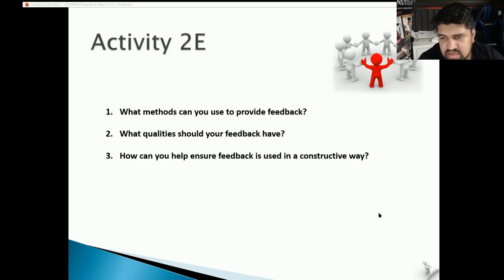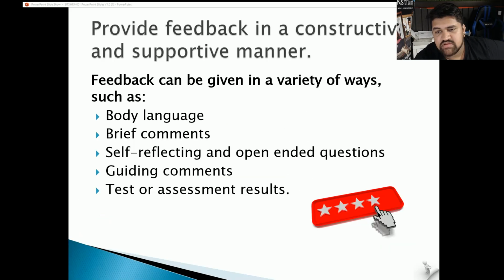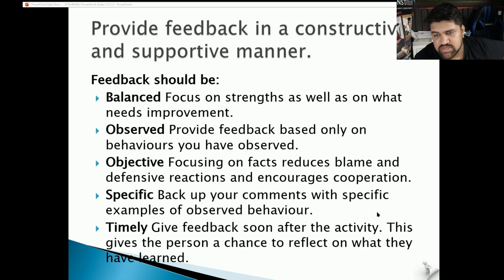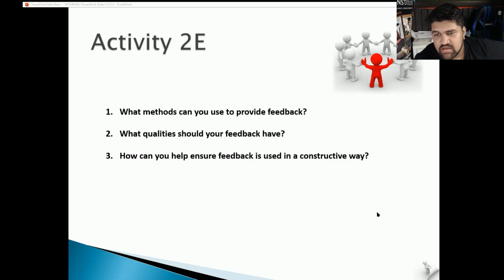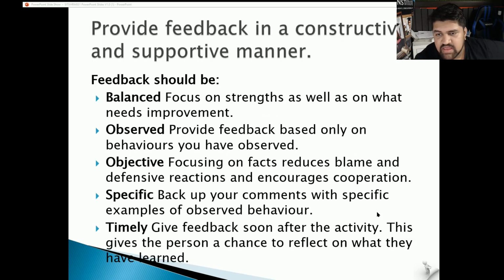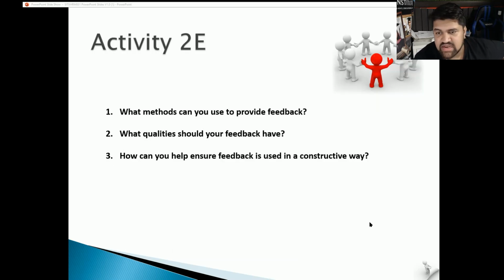What methods can you use to provide feedback? So when we are providing feedback, we should be using our body language. We should be giving comments. We should be giving self-reflecting and open-ended questions. We should be using guiding comments and or test results that we have. What qualities should your feedback have? They should be balanced. They should have correct observations. They should be objective, specific and to the point, and they should be given in a timely manner.